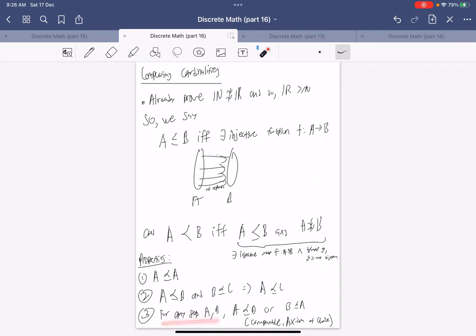So for any sets A and B, either A is less than or equal to B or B is less than or equal to A. And this requires the axiom of choice to be proven, and so we'll not dive into that because it's a bit too advanced for this basic tutorial. But just know that it requires the axiom of choice, and it is true that for any two sets, you can always compare them.